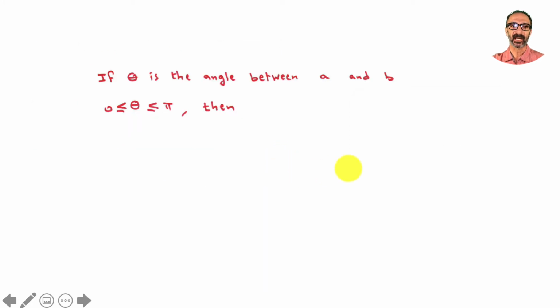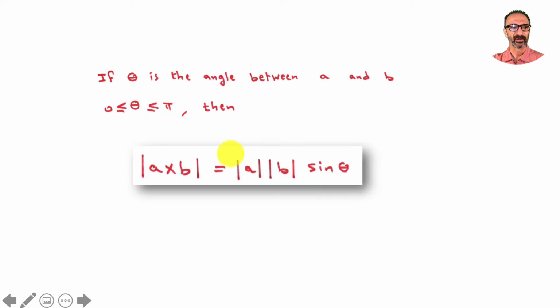If theta is the angle between A and B, and theta is between 0 and pi, including 0 and pi, then the cross product is the magnitude of A times the magnitude of B times sine of the angle in between. We had a similar one in the dot product. It was a cosine, if you remember. So now we have two formulas for the cross product, the one that comes from the determinant and the one that involves the angle in between.